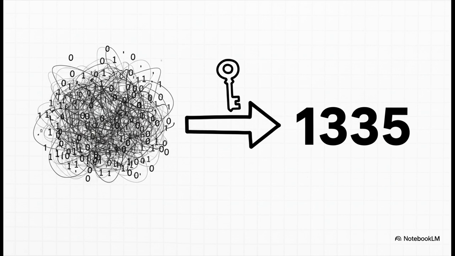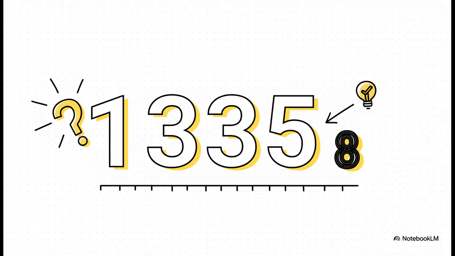Just like that, the power of this method is crystal clear. That long, confusing string of ones and zeros has been totally decoded just by using one simple rule. And there you have it. 1, 3, 3, 5. Clean, simple, and totally readable. What was once a total mystery is now just a straightforward number.